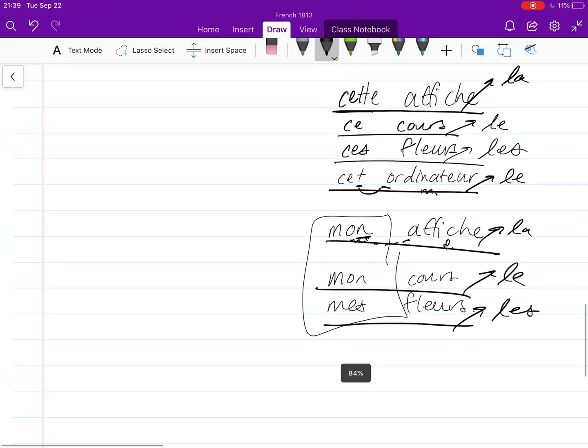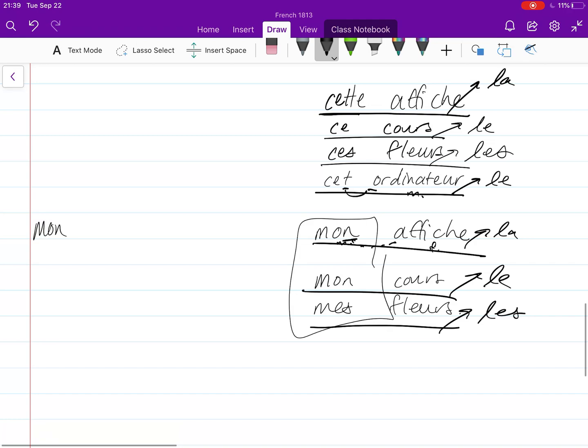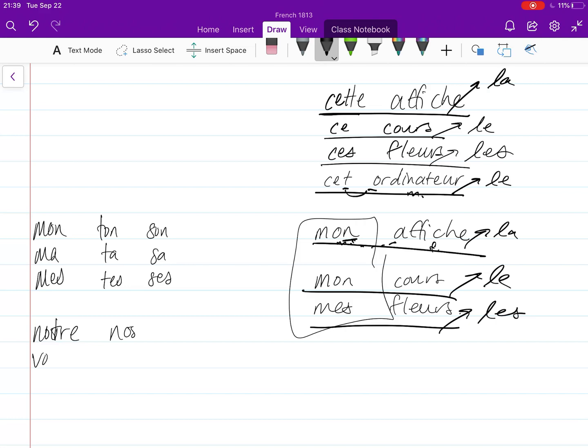Similarly, instead of using mon, ma, mes, of course, your first word could have been ton, ta, tes, son, sa, ses. And the plural forms are notre and nos, votre and vos, and leur and leurs.